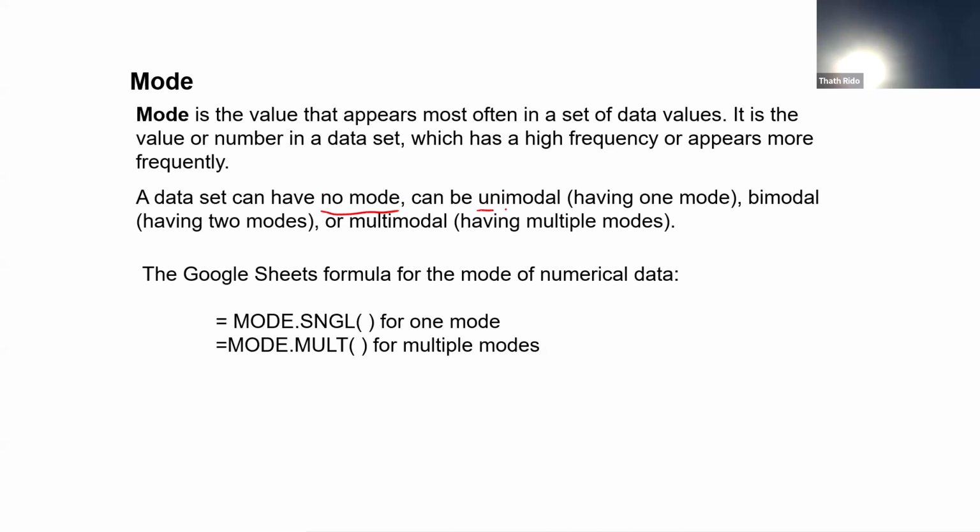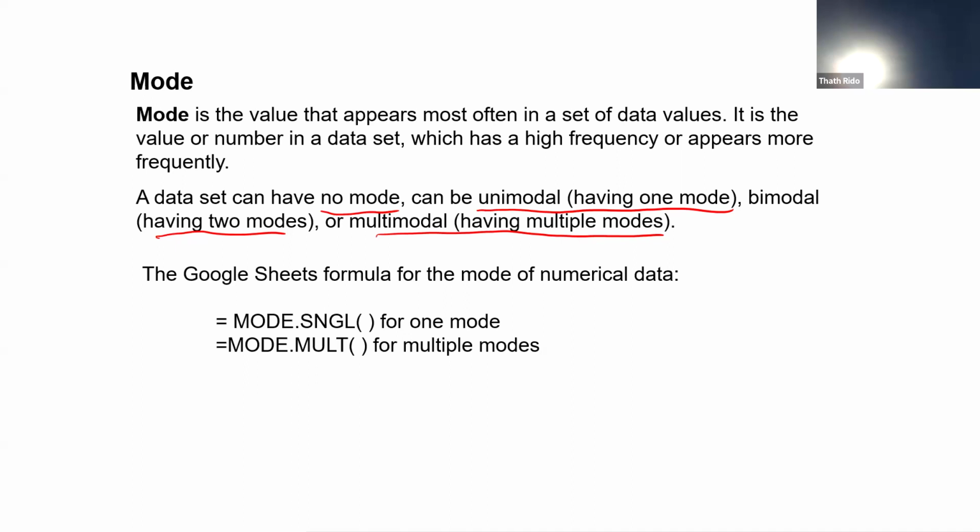A data set can have no mode, or can be unimodal, meaning it has one mode, or bimodal, having 2 modes, or multimodal, having multiple modes. So in Google Sheet, we have 2 formulas. The first one is equal MODE.SNGL, which is for one mode. And for multimodal, we use MODE.MULT. So MODE.MULT is for multiple modes.